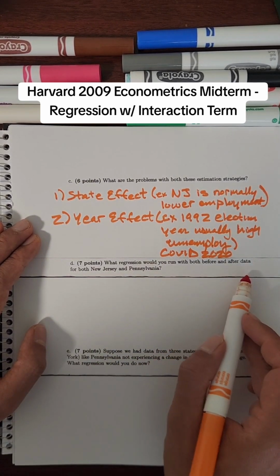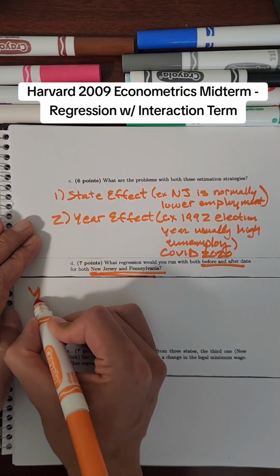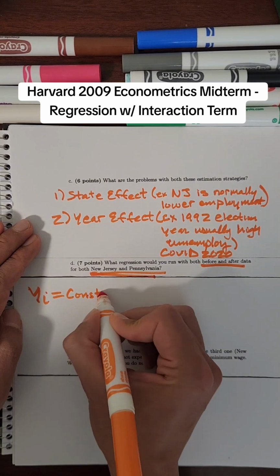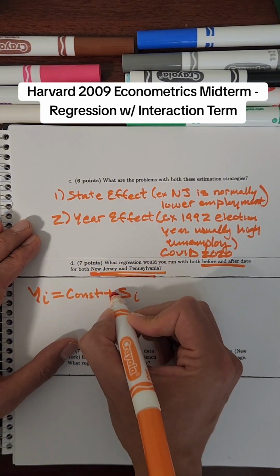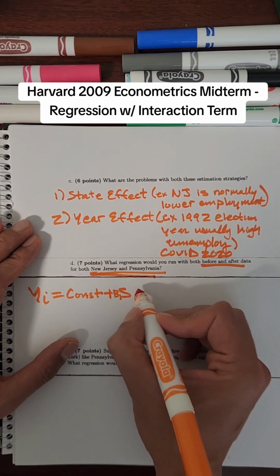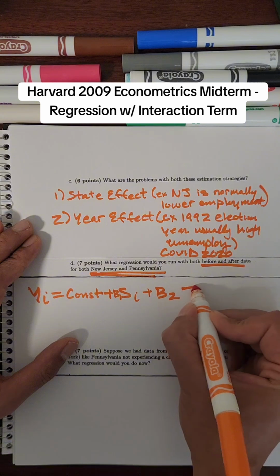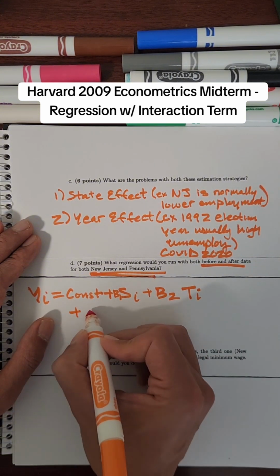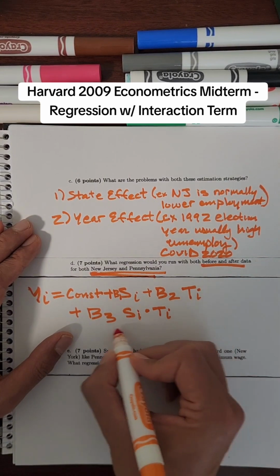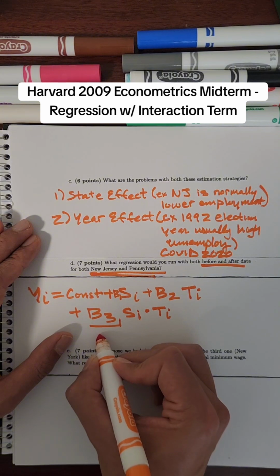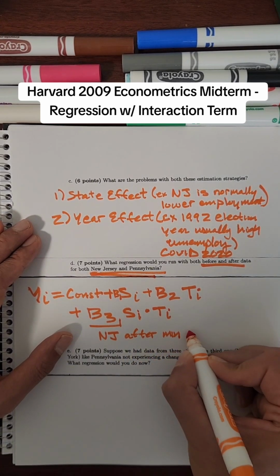So part D, what regression would you run if you had both before and after data, and New Jersey and Pennsylvania data? In this case, you would have Y_i, and then your constant, and an indicator for New Jersey, which is your S_i, with a beta 1. It's 1 if it's New Jersey, 0 if it's Pennsylvania. You'll also have your time indicator, T_i, which indicates when it's the after period. The key result you're interested in is beta 3, which is S_i interacted with T_i. Beta 3 is the impact on New Jersey after the minimum wage law came into effect.